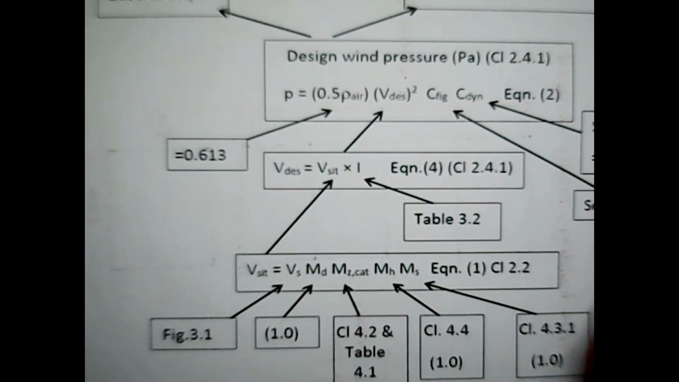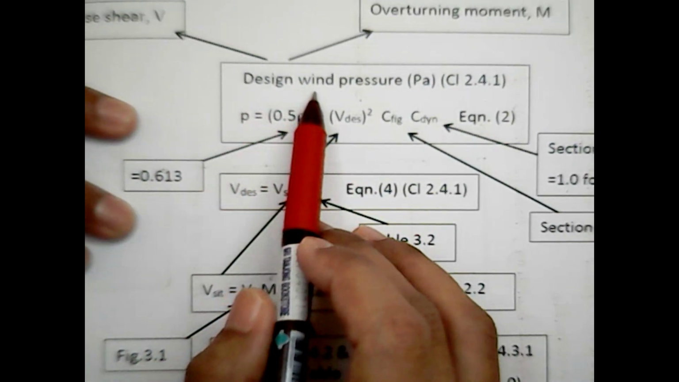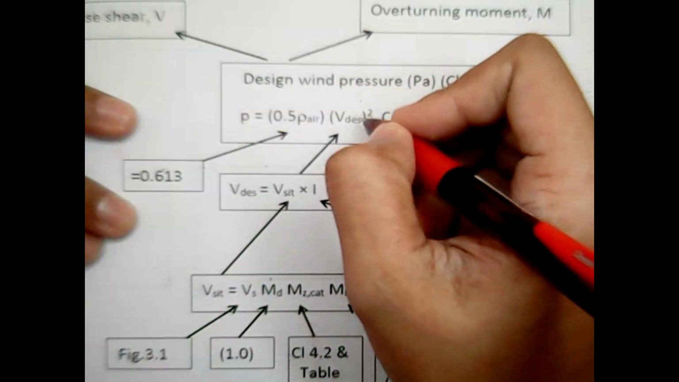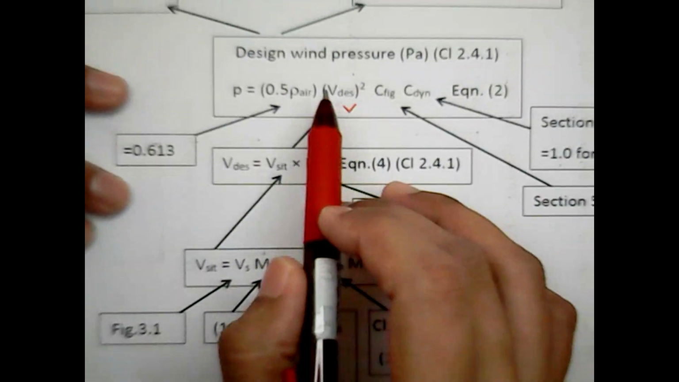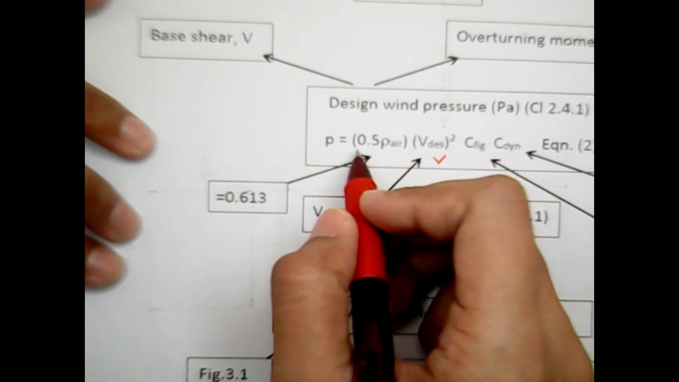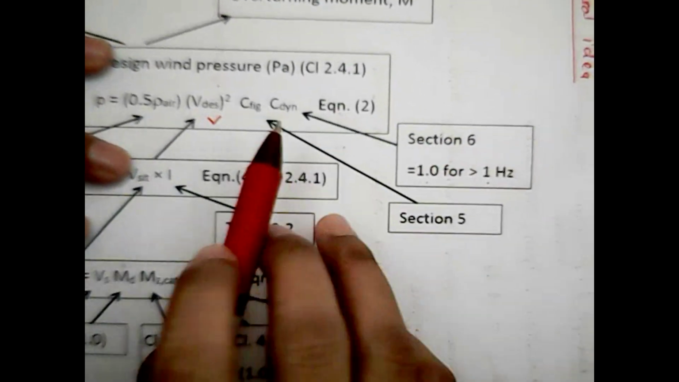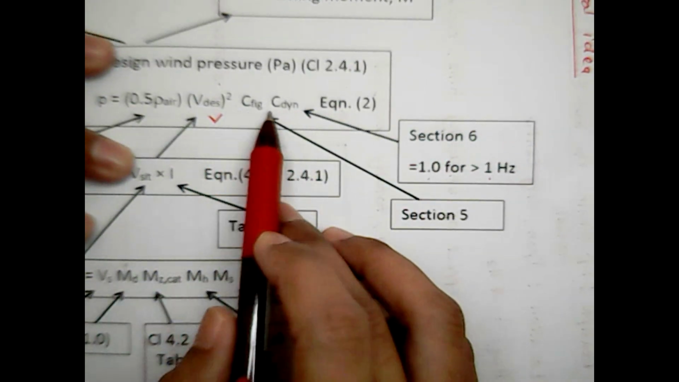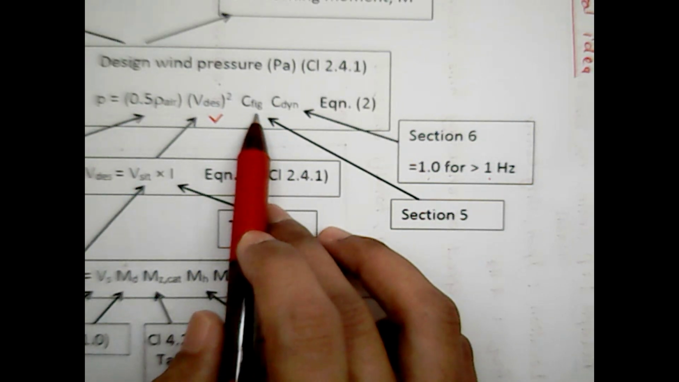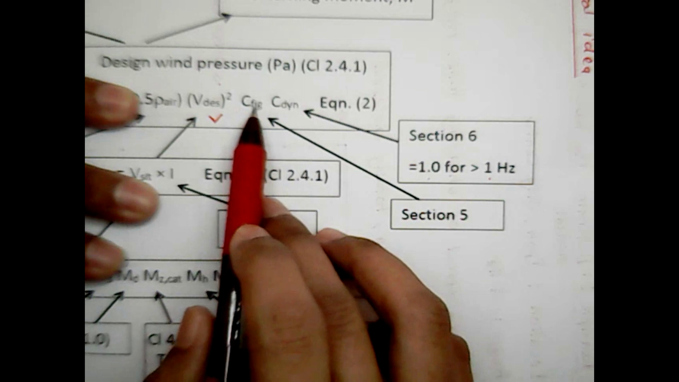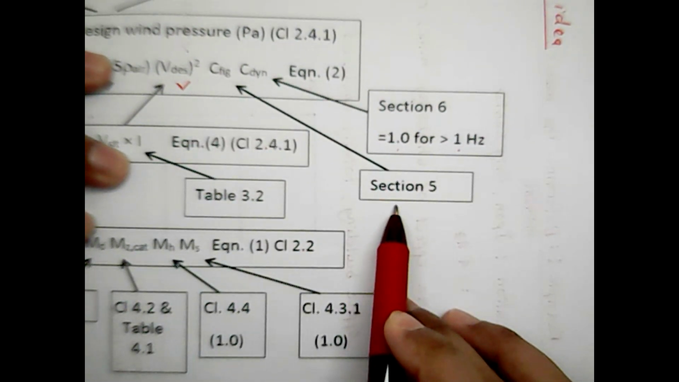Okay, now, with all these parameters, our objective is to find the design wind pressure. We have already calculated V dash. We also already know the density of air, 0.5 times 0.613. So the next thing that we need to find is the Cfig, which is what we call the aerodynamic shape factor. Cfig is the aerodynamic shape factor that we need to calculate based on section 5.